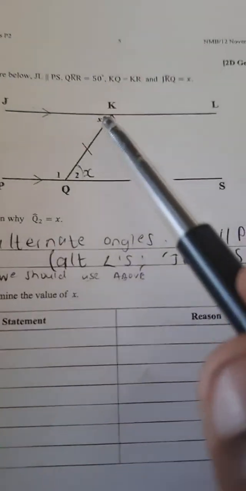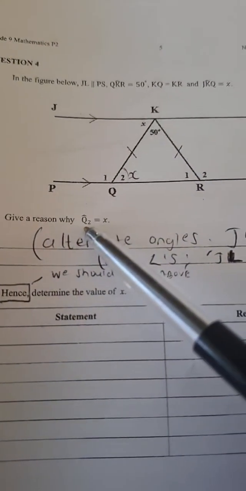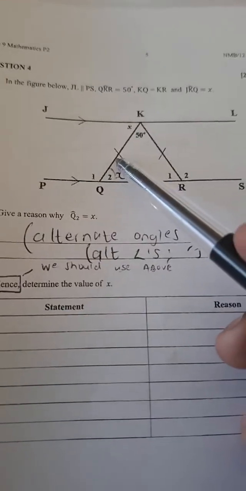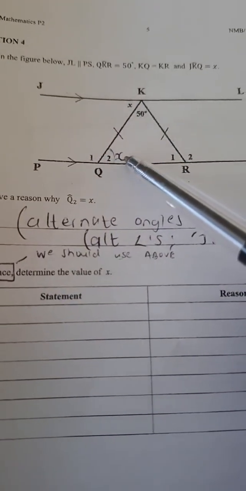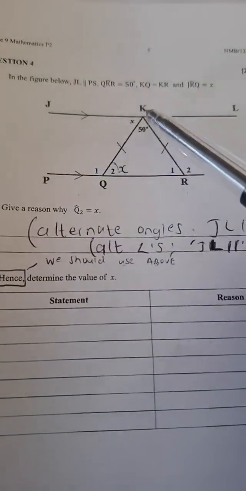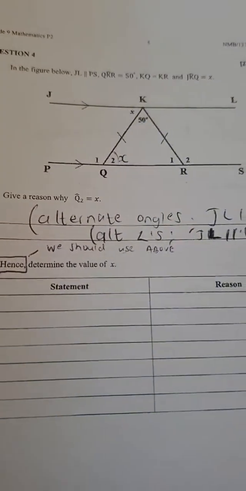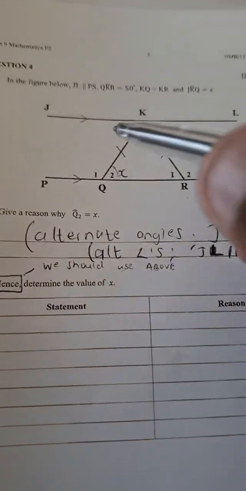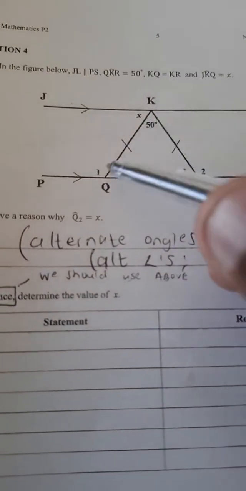The value of x. Remember, we were told that angle Q2 is equal to x. We then gave a reason why. So that means now when we update our diagram, Q2 is x. Angle JKQ is also x. But now we need to solve or determine the value of x. So where do we start? We can see that KQR is a what? It's a triangle.